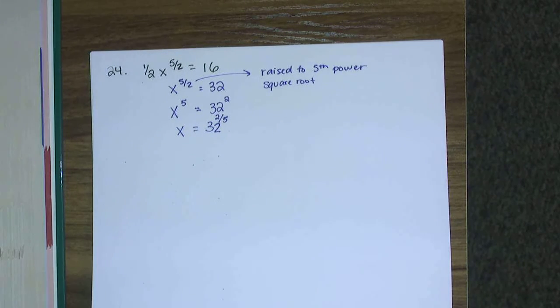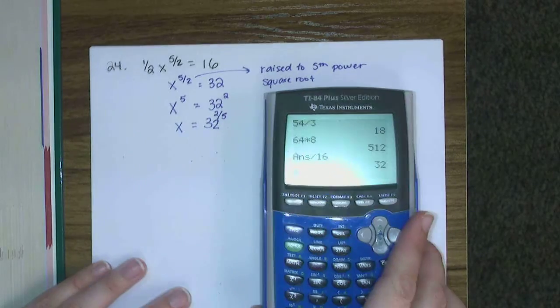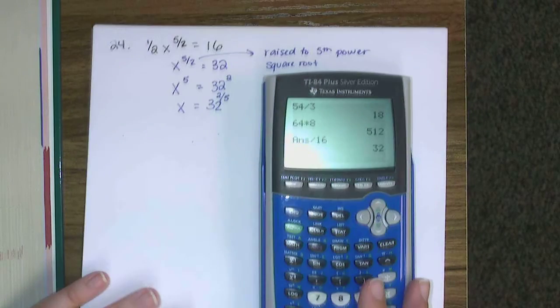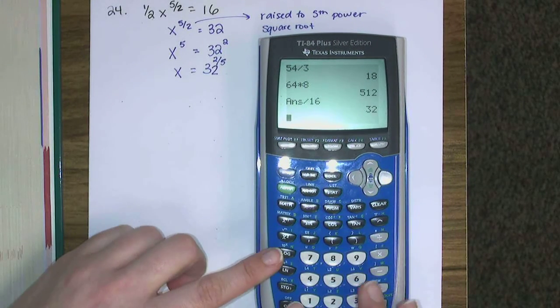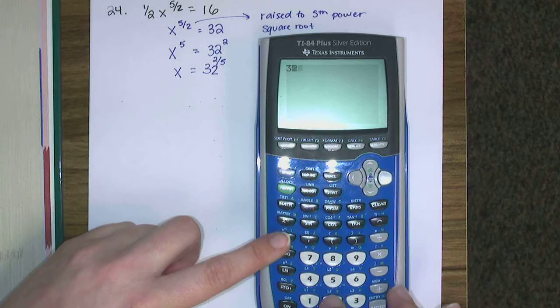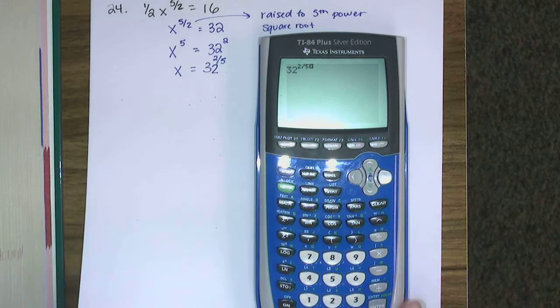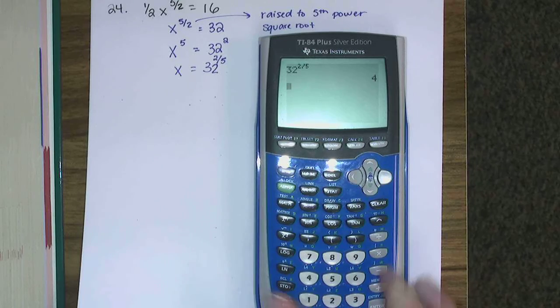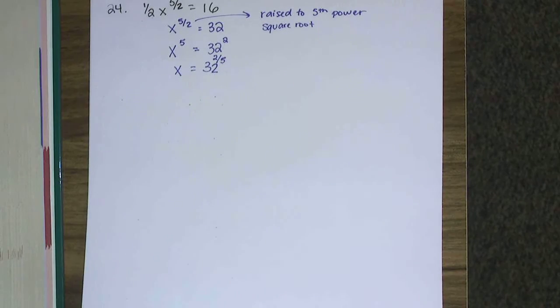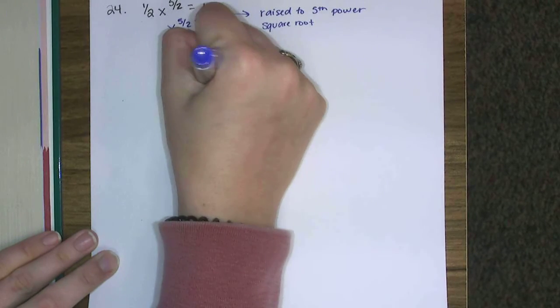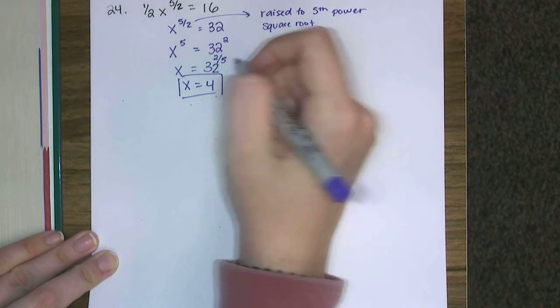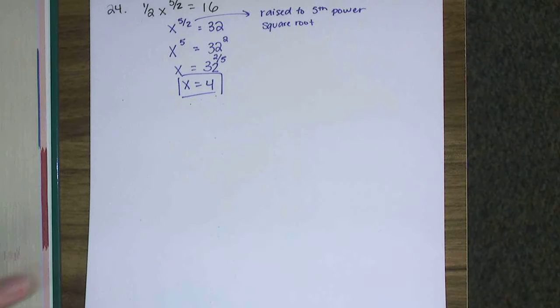Alright, so now what I'm giving you permission to do is grab your calculator, and you can do 32, the caret button, 2 divided by 5, boom, the answer is 4, and you can just write it down. Okay, so x is equal to 4. So once you get to this step, permission to use your calculator to just figure out what that's equal to, because some of them you honestly might not know what they are.